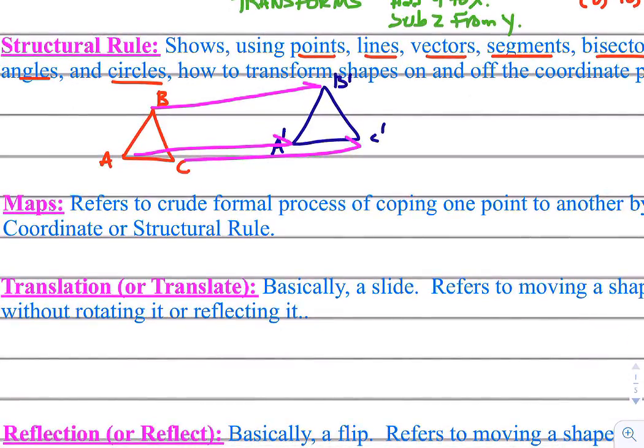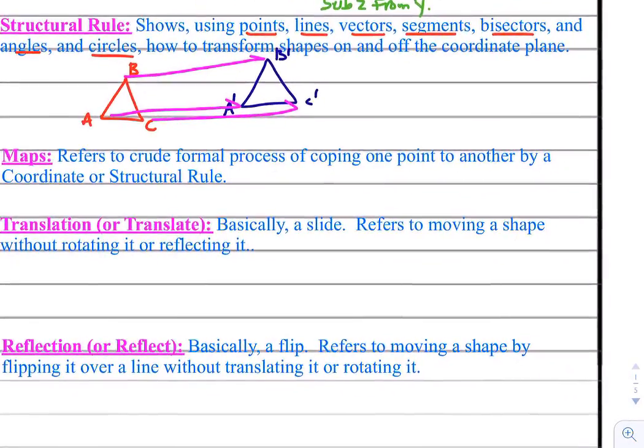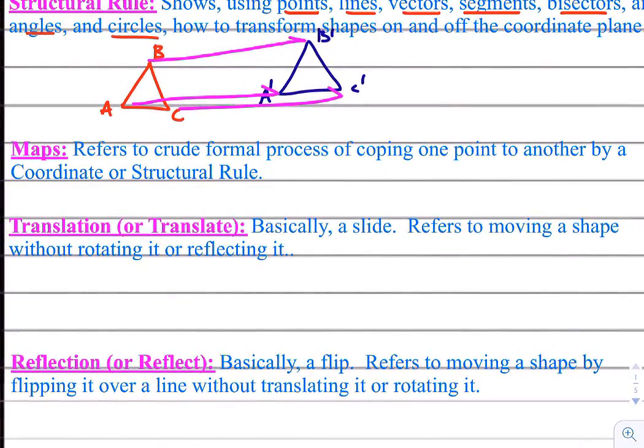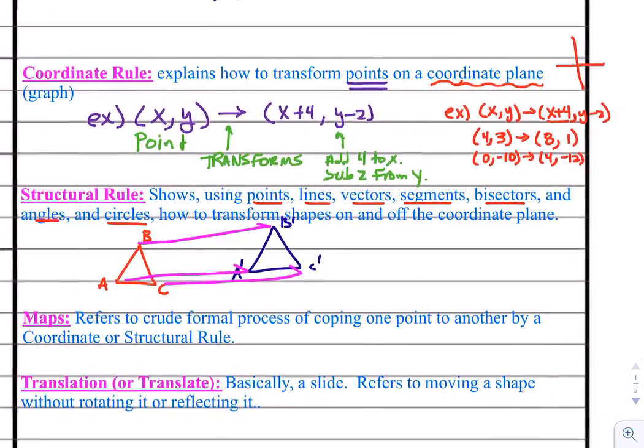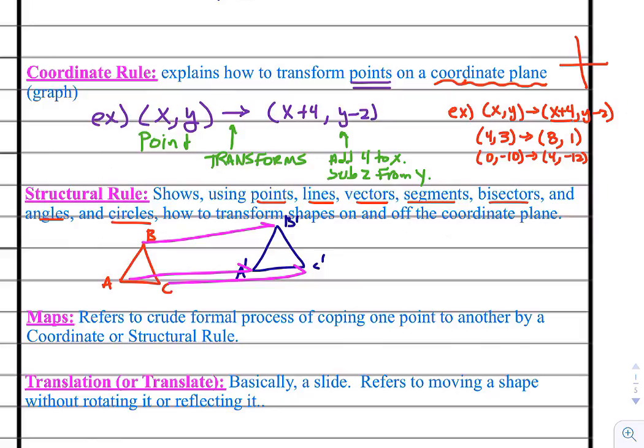I've used the term map several times, so it's probably good that we had the definition there. Mapping refers to a formal process, albeit maybe sometimes a crude one, of copying one point to another by a structural or coordinate rule. So in other words, what I've done here in these two previous examples is an example of mapping. I'm just showing you how things got there, how things moved from one place to another.